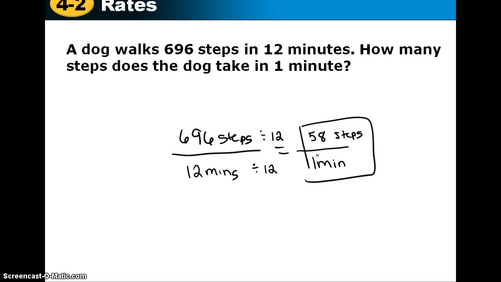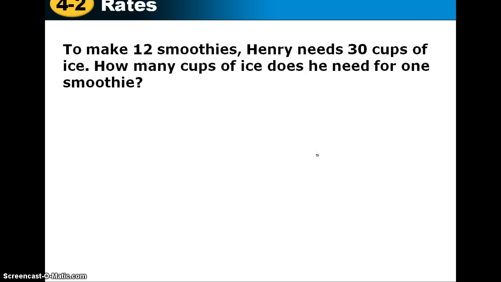Okay? The next example. To make 12 smoothies, Henry needs 30 cups of ice. How many cups of ice does he need for one smoothie? So here we want to find out how much he needs for one smoothie. So smoothies will go on the bottom. So he needs 30 cups, and that's of ice, 30 cups, and that makes 12 smoothies, and I'm going to abbreviate.